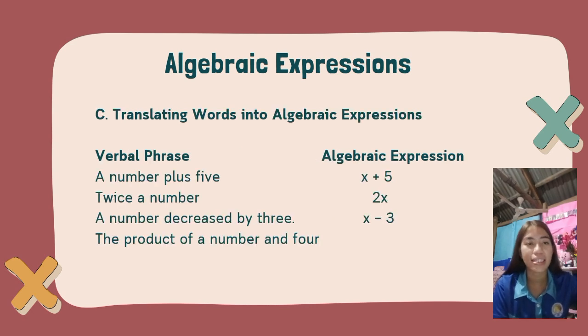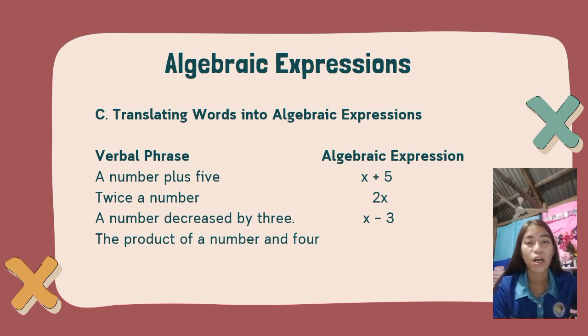Now let's look at translating words into algebraic expressions. An example here is a number plus 5. The number here is unknown, so we are going to use a variable. For a number, let's have x. Then plus, of course, is addition. So x plus 5. So that is the first.